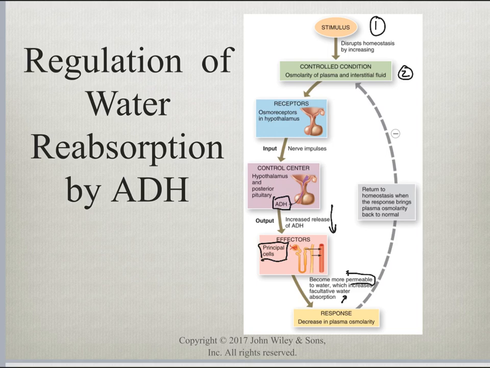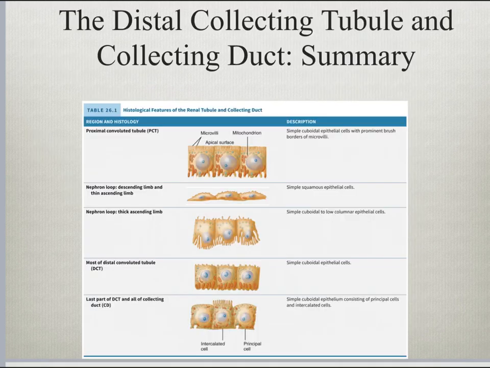second part. Remember, we talked about obligatory water reabsorption and facultative water reabsorption. Right here, we're going to utilize that 10% of water reabsorption via facultative water reabsorption, and again, this is due to the binding of ADH to those principal cells. As a response, we get a decrease in plasma osmolarity as we increase water. We return back to homeostasis, the system shuts down, and we're back to normal.